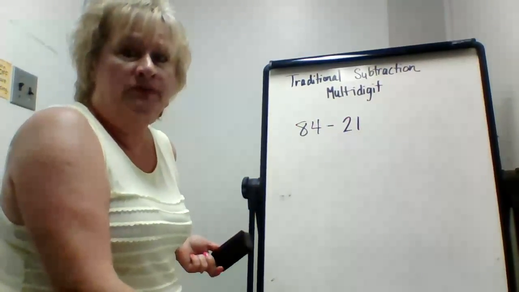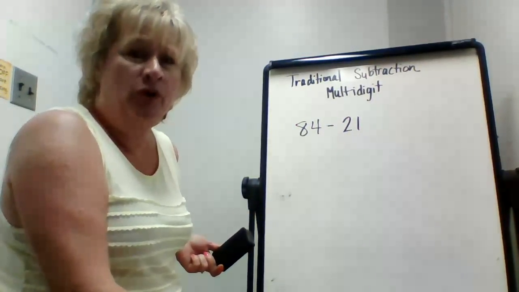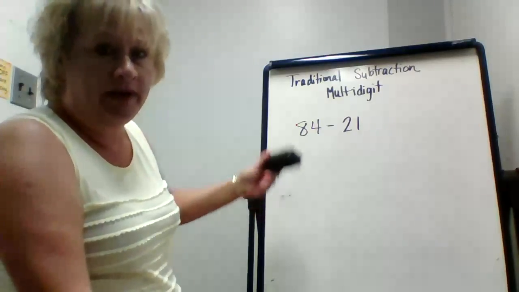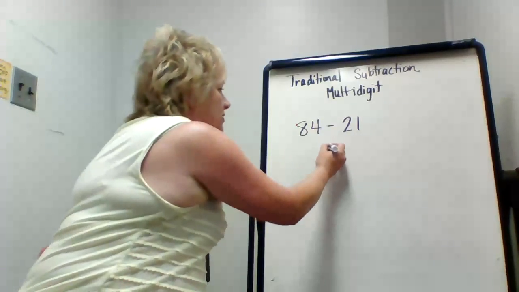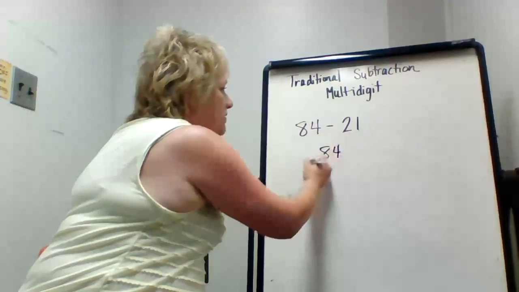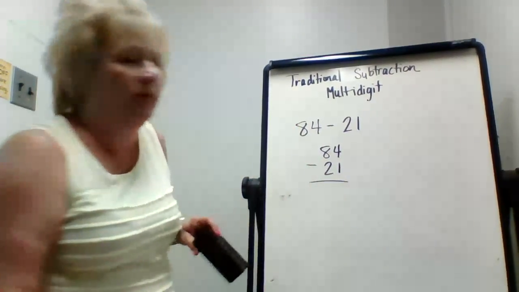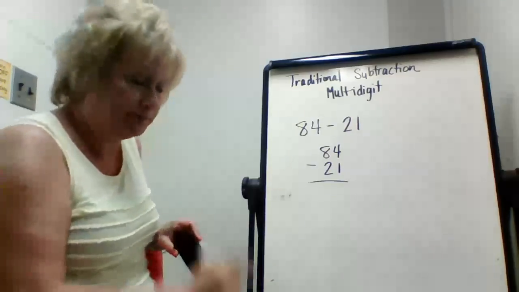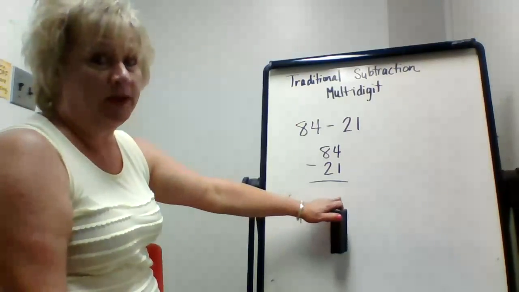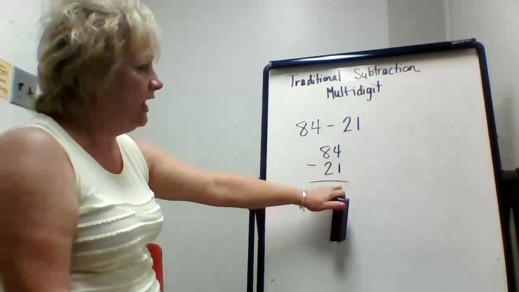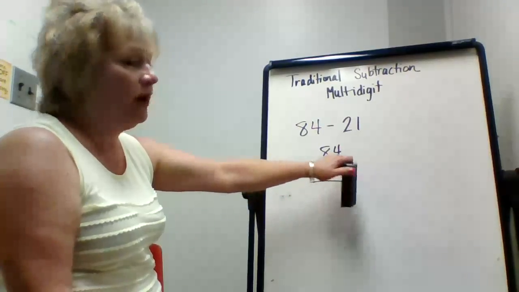Normally you're going to see problems that are written out like this, but in order for you to work them, it's easier to write them going up and down or vertically. So I'm going to have my biggest number, which is 84, on top, and my smaller number, which is 21, on the bottom. I'm going to start with my ones place, and I'm going to take away 1 from 4.